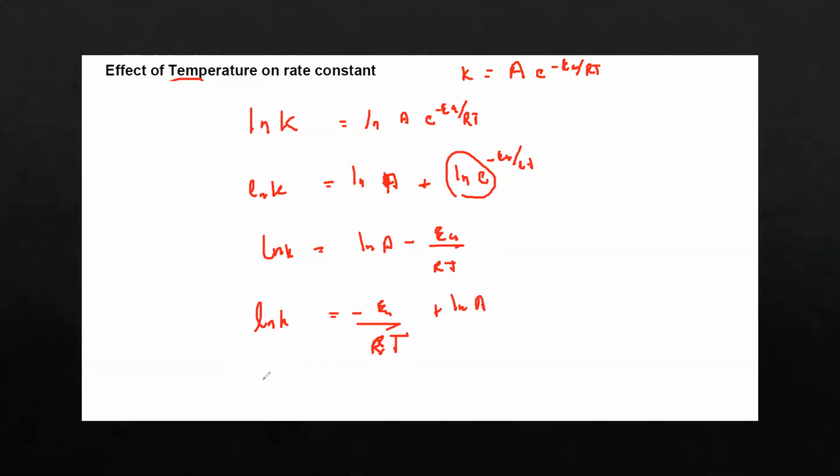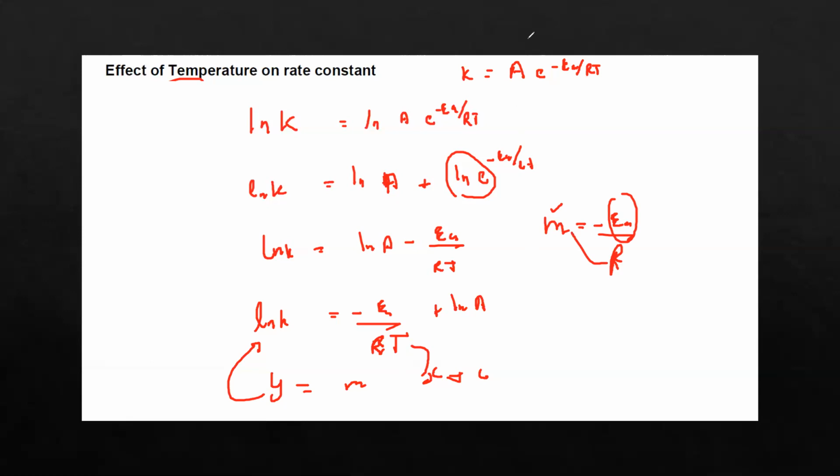Then if I compare with the equation of a straight line, y equals mx plus c, on the y-axis I plot ln k, on the x-axis I plot 1 over T. So what will be my gradient? My gradient will be minus Ea over R. This gradient we can find from the graph. R is the general gas constant. Using that value, multiply, and you can get the activation energy for any chemical reaction.